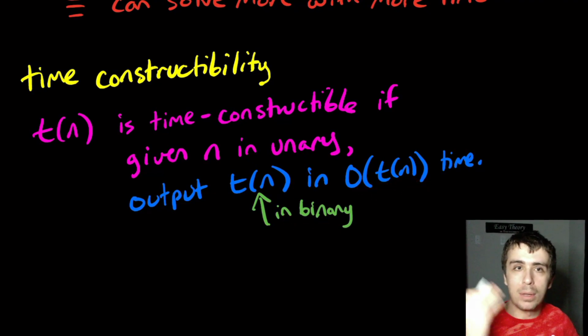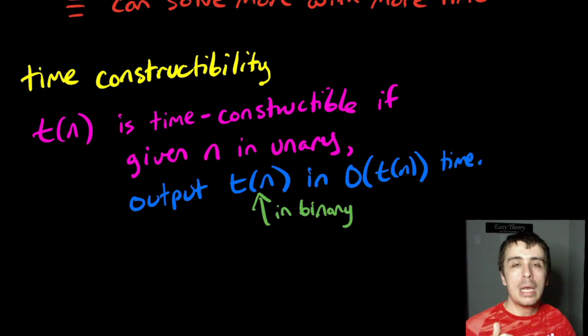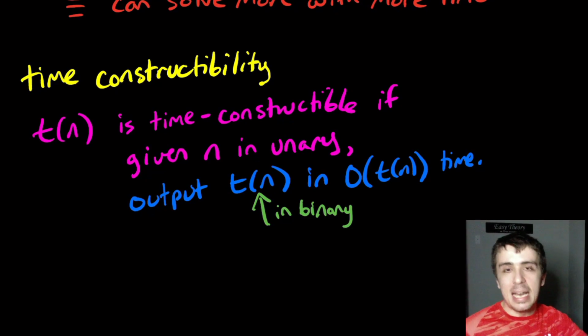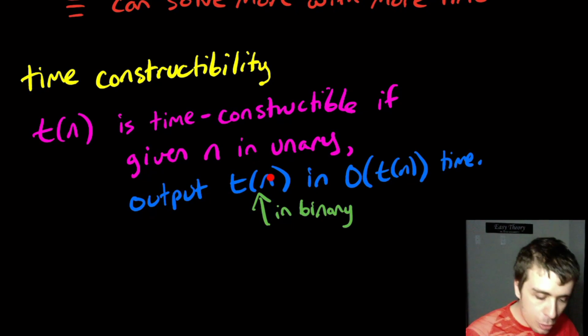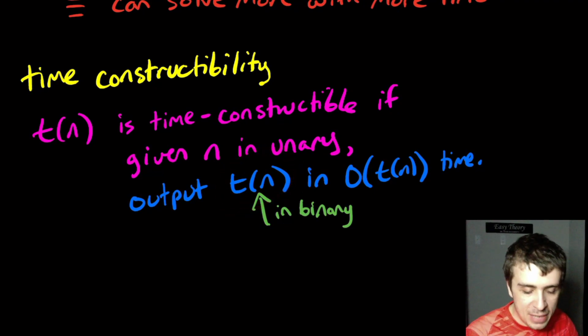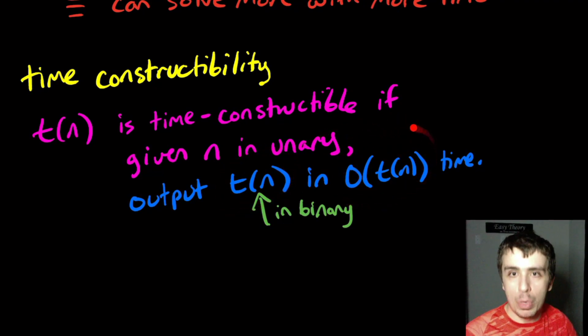So as an example, n squared is constructible because if I give you n in unary, then you can easily output n squared in n squared time. So notice that the number you have to output is the same amount of runtime that you got.